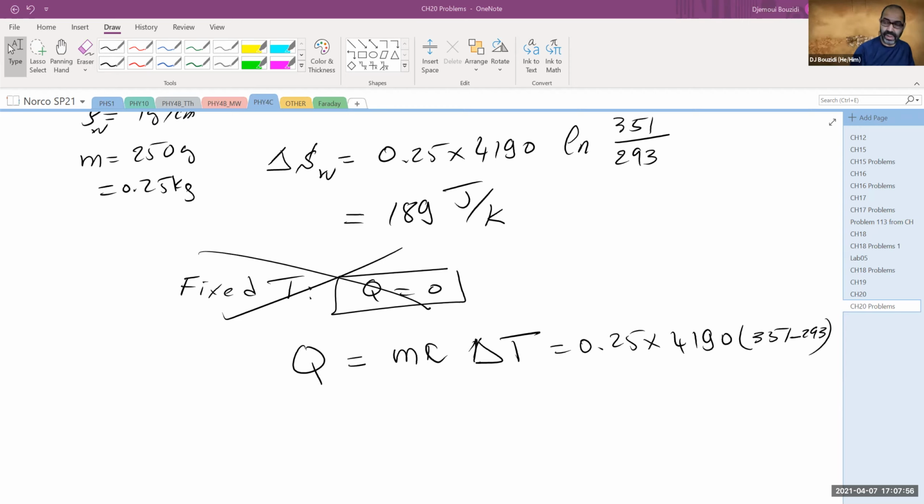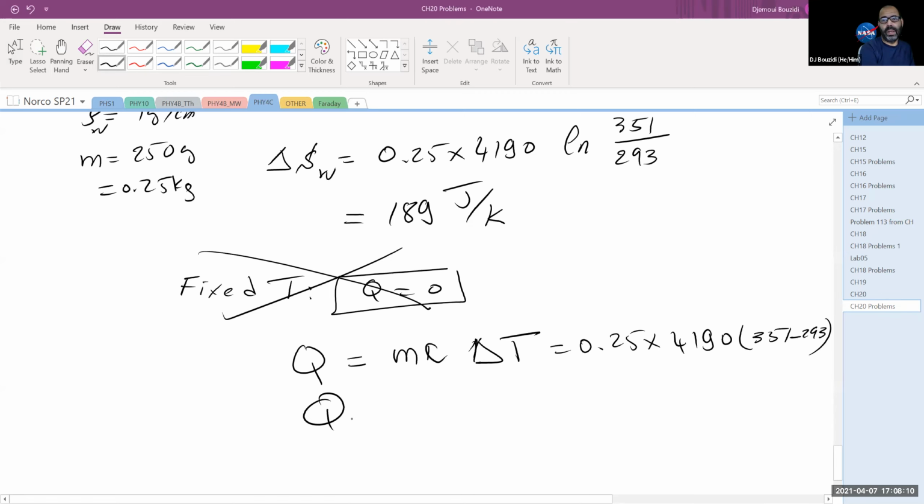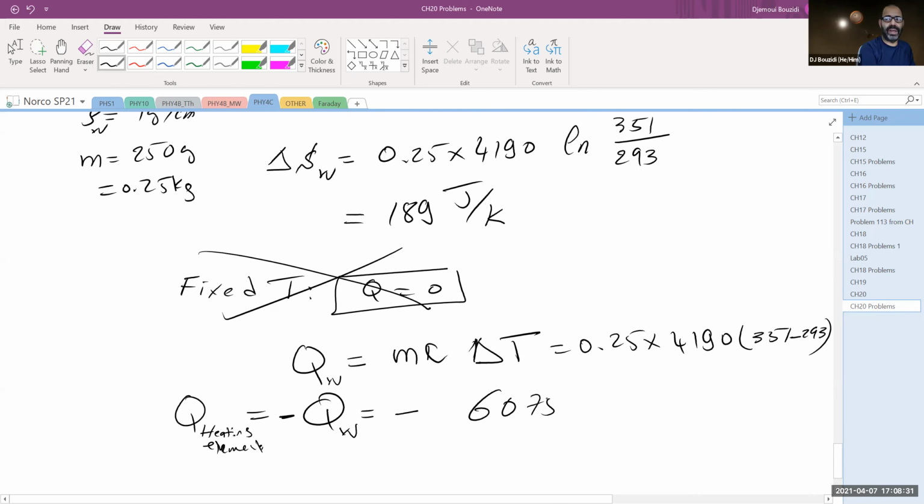So it's going to be 0.25 times 4,190 times open parentheses 351 minus 293. And that is going to be 60,000. So this is the heat, the one that went to the water. For the heating element, it has lost it, actually, by conservation of energy. So it's going to be minus 60,755 joules. It did that at constant temperature, though.